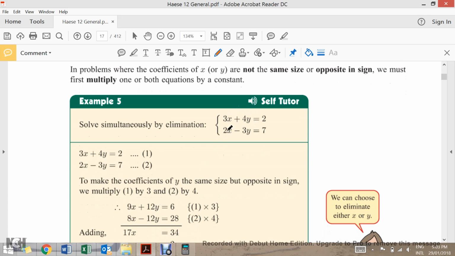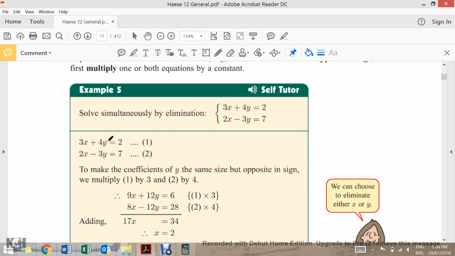If you realize that they're not exactly the same, like in this case, for example, there's 3x here, 2x here, 4y, negative 3y here, you might need to do a little bit of fiddling around with them. You might need to times one equation by a certain number, times the second equation by a different number. And you can do that as long as you times all the numbers, all the terms in each equation by the same number. Let me explain.